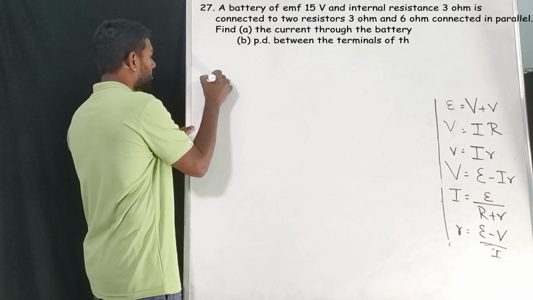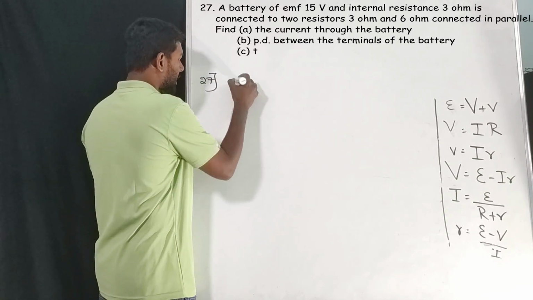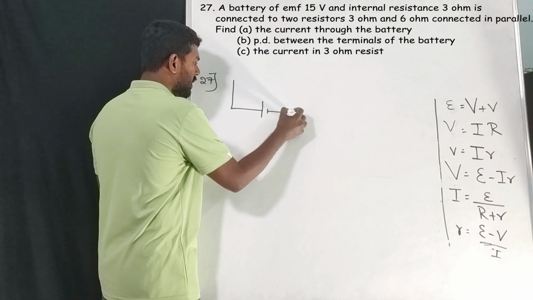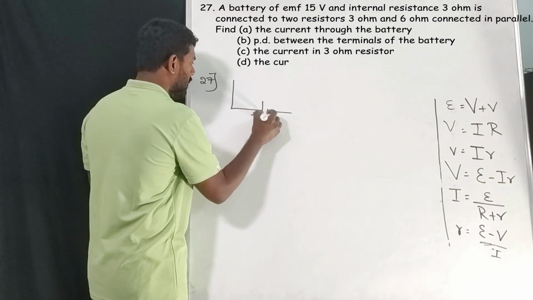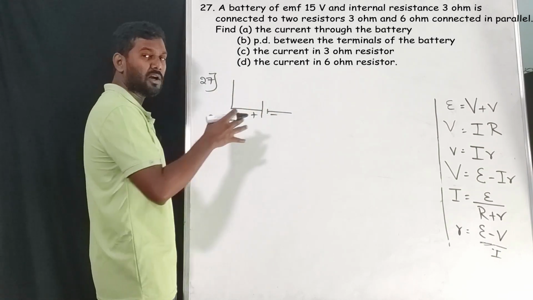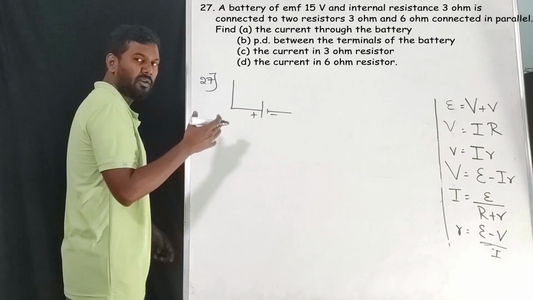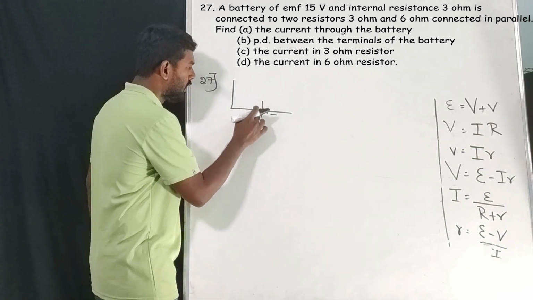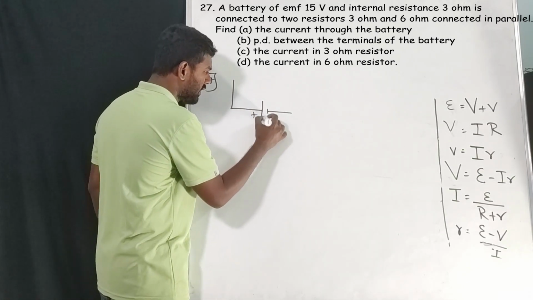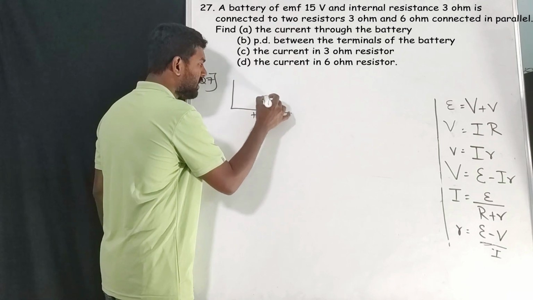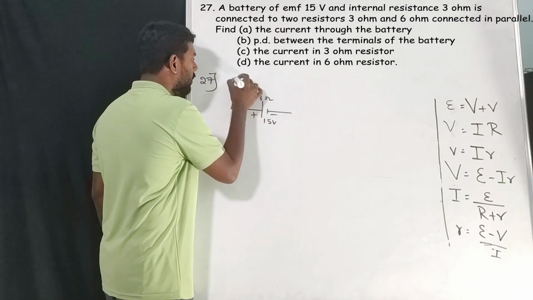Okay, question number 27. So there is an EMF. EMF is nothing but the voltage of the battery. They are not asking for the diagram, but for our convenience, we'll draw it. Next, the voltage will be 15 volts and the internal resistance is 3 ohm.